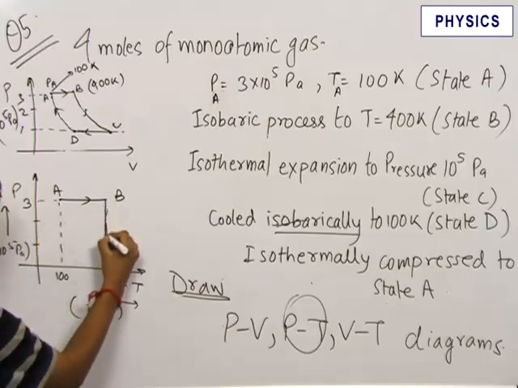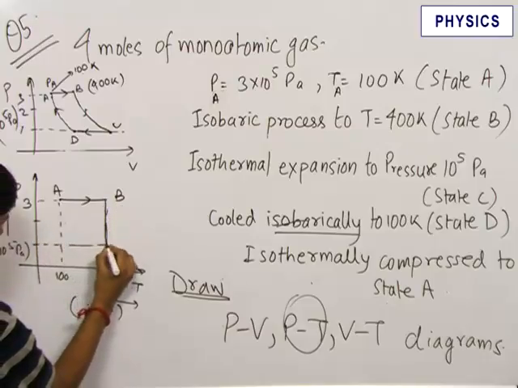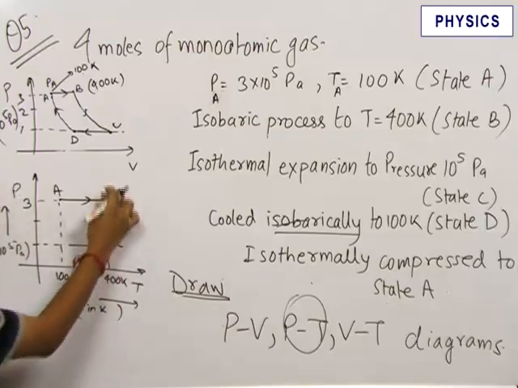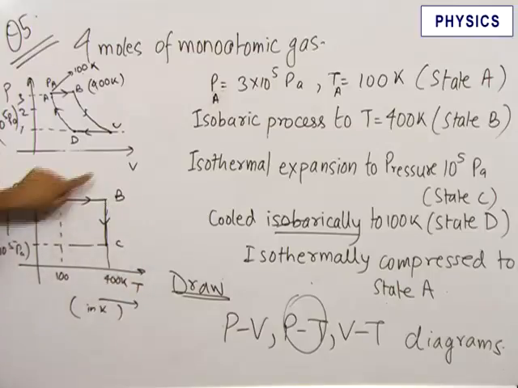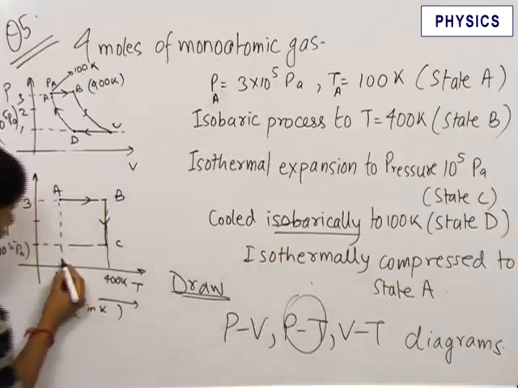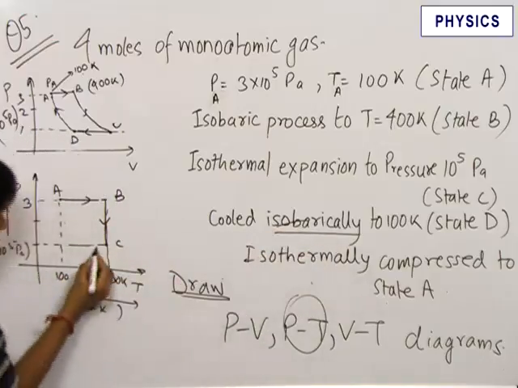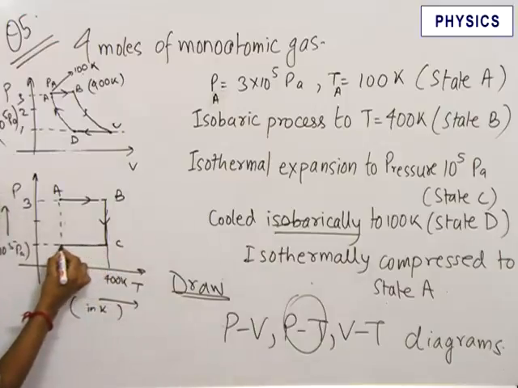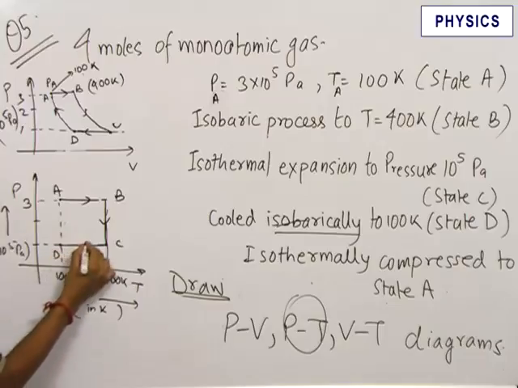It comes down to this point C, and since it is an isothermal process, the temperature is constant along this line. Now it is cooled isobarically, so at constant pressure, the temperature reduces to 100 Kelvin. So it can be this path only, because it is constant pressure and the temperature reduces to 100 Kelvin. This is your state D.